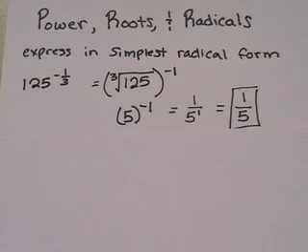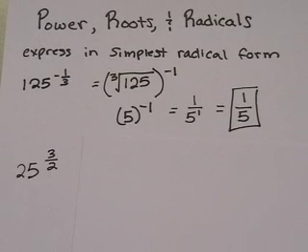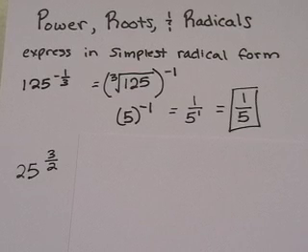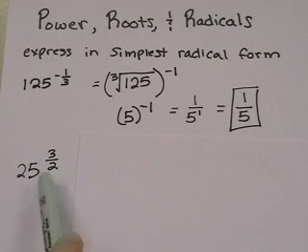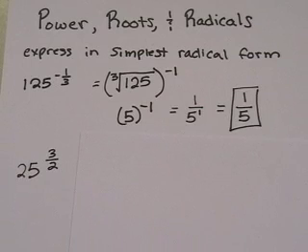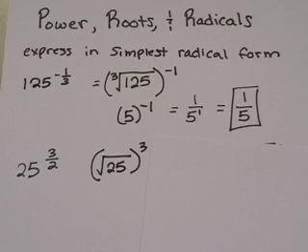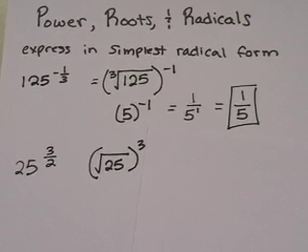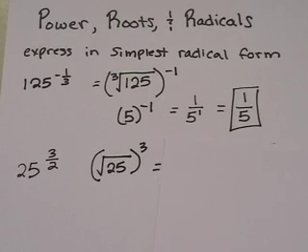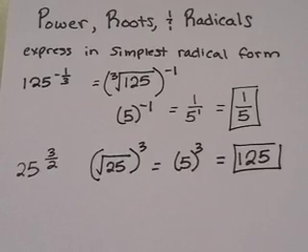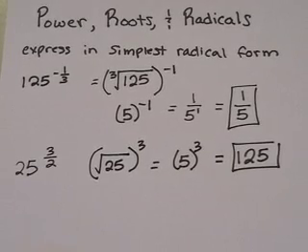Example number 2, again, we're expressing in simplest radical form. Example number 2, I have 25 to the 3/2 power. I'm going to look at 25, my base, to the degree over index. If 25 is a perfect square, because I have an index of 2, I'm going to take my index first. So my index first, I'm going to have the square root of 25, all to the 3rd power. Now, the square root of 25 is 5, so I'm going to have 5 to the 3rd power. I know 5 to the 3rd power is the same thing as 125. Let's practice one more of those.